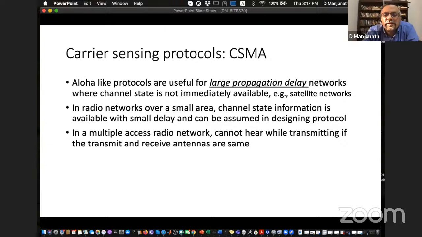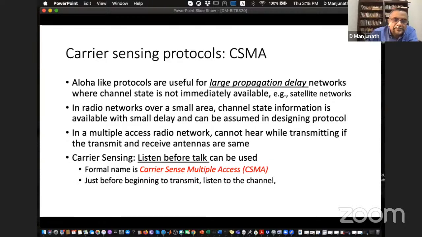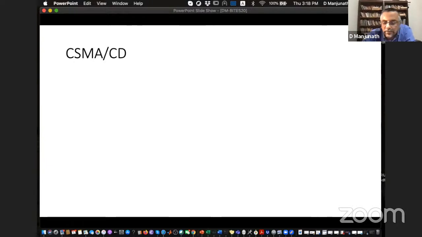So in this case, although we can know the state of the channel before I start transmitting, I cannot know the state of the channel after I start transmitting. For example, if two nodes start transmitting simultaneously, neither of them will know that another fellow has started transmission. So what you can do here is one more improvement over the basic Aloha network called listen before talk. That means you sense the carrier, sense the channel, before you begin transmitting. The formal name for this is carrier sense multiple access. The idea is just before beginning to transmit, you listen to the channel. If there is an ongoing transmission, postpone the transmission. Otherwise, you just continue with your transmission.